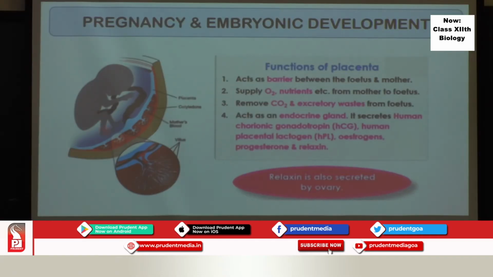So if we can have a look here, this is the growing fetus, this is the umbilical cord, and this umbilical cord is connected to the placenta. This whole thing is the placenta, and this placenta is connected to the walls of the uterus.